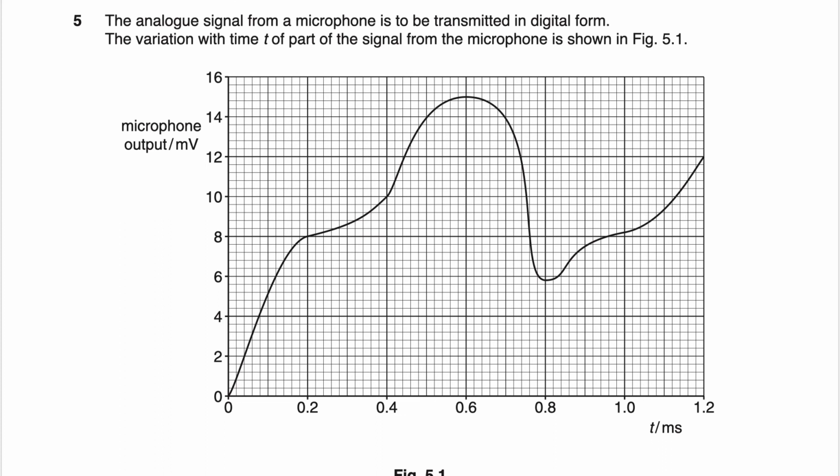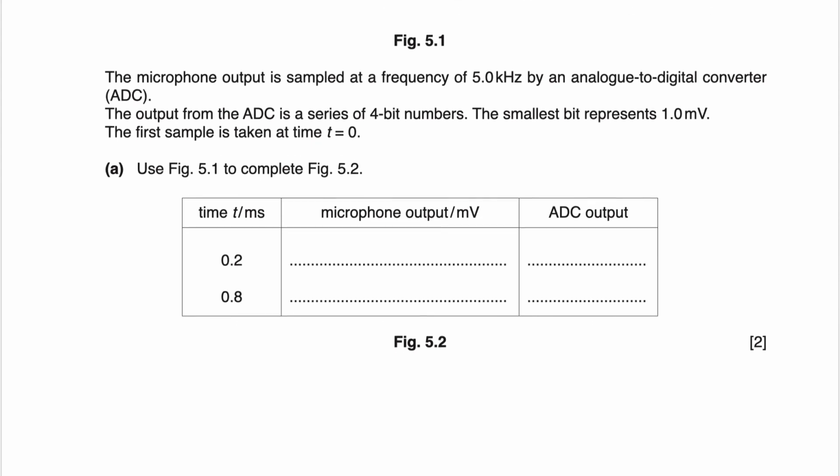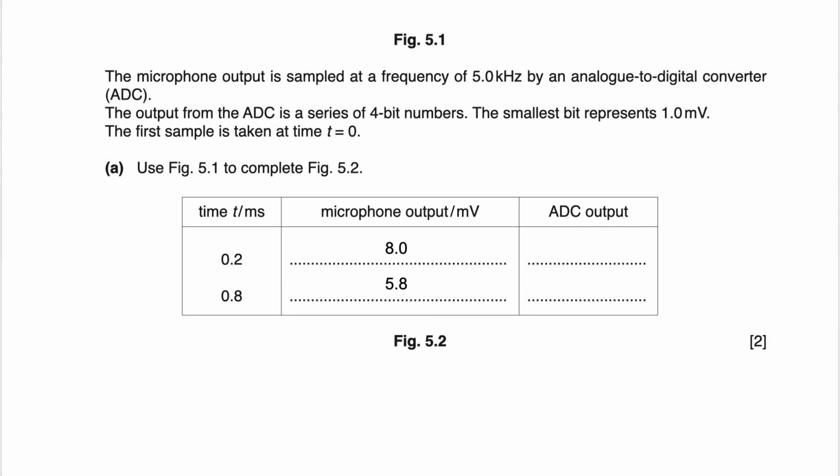At 0.2 and 0.8, we need the y-axis values. For 0.2, it's 8. For 0.8, it's somewhere around 5.6. Okay, each block is 0.4, so the value is 8 and 5.8. Oh, sorry, 5.8. Yes, okay.